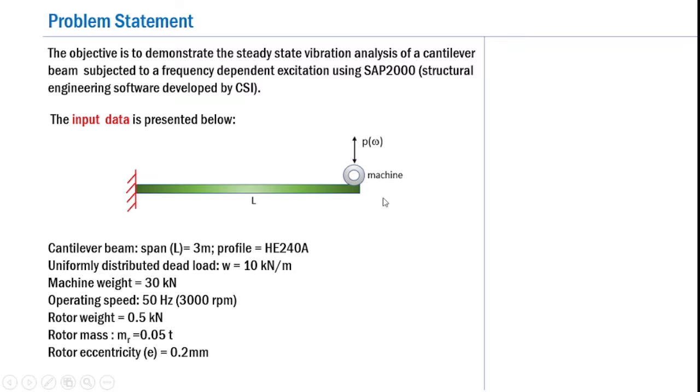Now for the computation of the unbalanced force, which is essentially excitation frequency dependent, we have assumed the following parameters. That is, the rotor weight is taken as 0.5 kN, the rotor mass Mr is taken as 0.05 tons, and the rotor eccentricity e is taken as 0.2 mm. These 3 parameters are required for the evaluation of the unbalanced force that is generated by this machine at various frequencies.